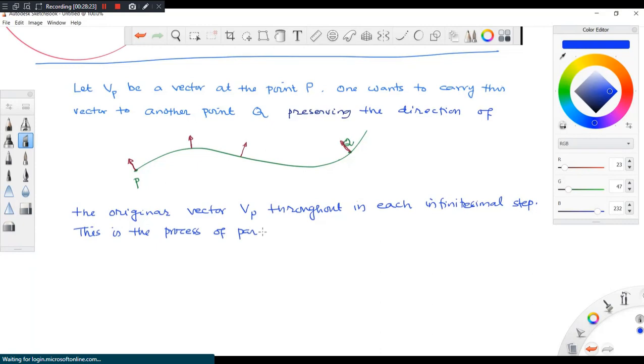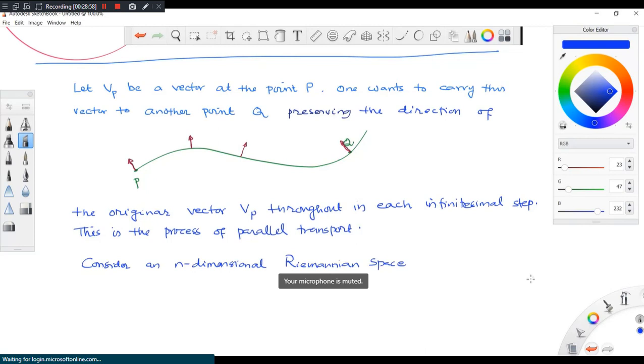Consider an n-dimensional Riemannian space. What do you mean by Riemannian space? Curvilinear space, sir. Yes, a space in which the distance is not measured the Euclidean way. What is Euclidean space? Sir, distance of metric.